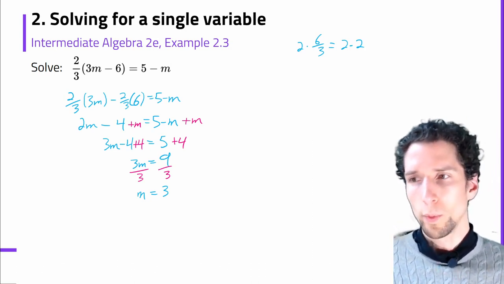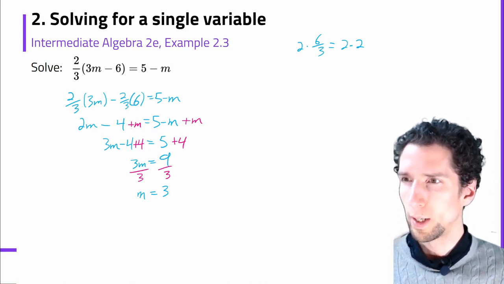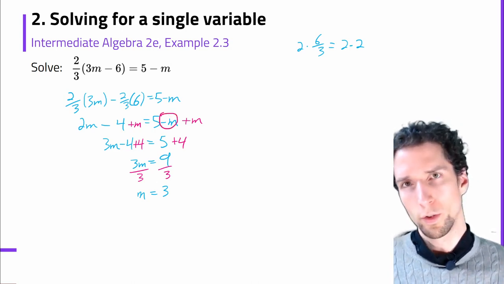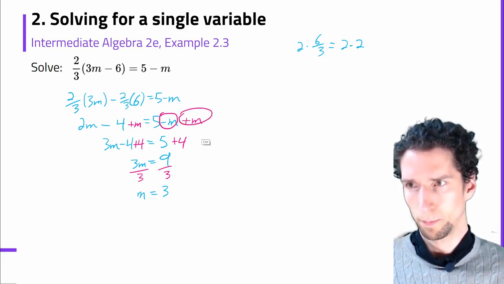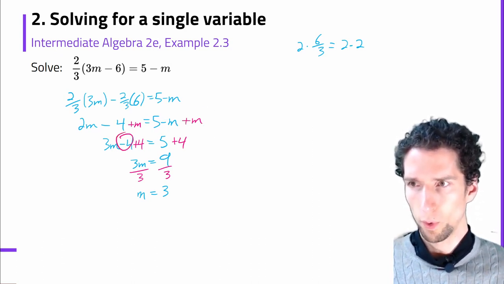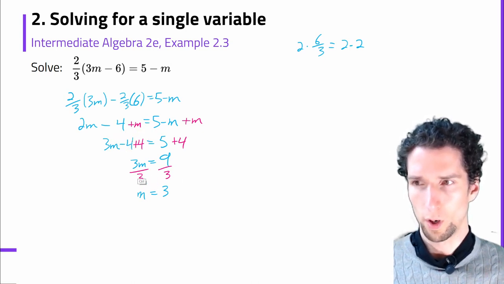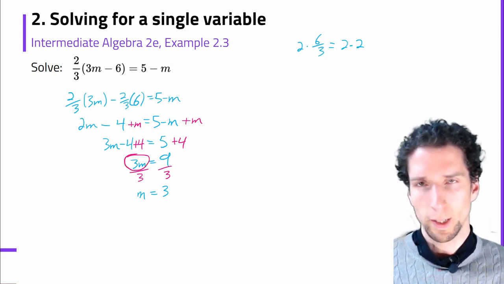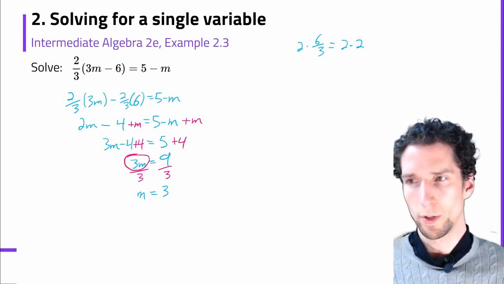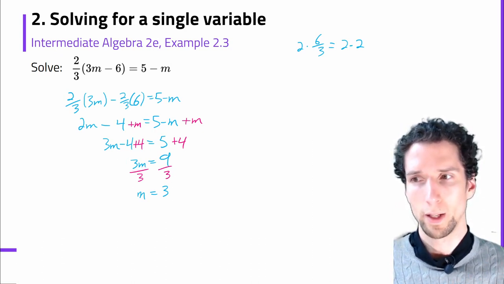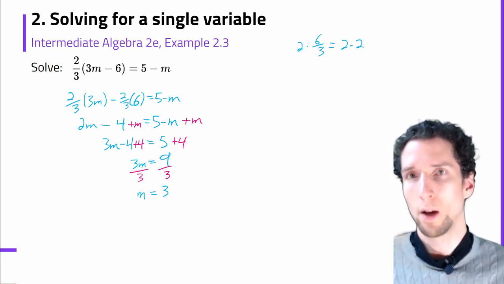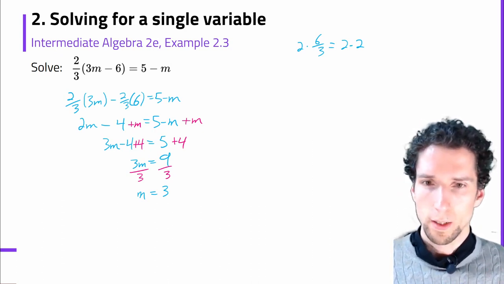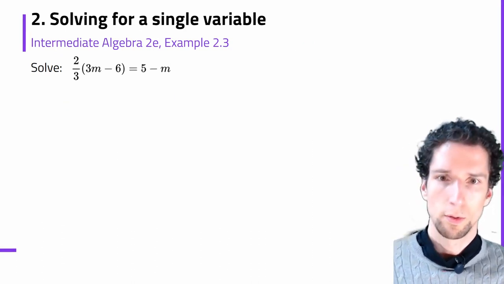So whatever operation we have, let's highlight that in here. We had -m, and we wanted to do the opposite of this, so we did +m. We had -4, and we wanted to do the opposite, so +4. We had 3 times m. We didn't write a multiplication dot there, but we understand that's multiplication, so we divided both sides by 3. That's the opposite operation there. Okay, that's that one. Nice and slow, lots of detail.